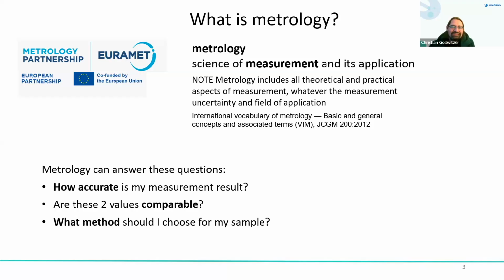So I try to break it down into like 3 simple statements. So metrology can answer these questions for you. When you have a measurement, how accurate is the measurement result? So what is the deviation between your result and the real truth? Then the second question, when you have 2 measurements, how can I compare those? Are they the same or are they different? And the third one, most important, what method should I choose for my sample?